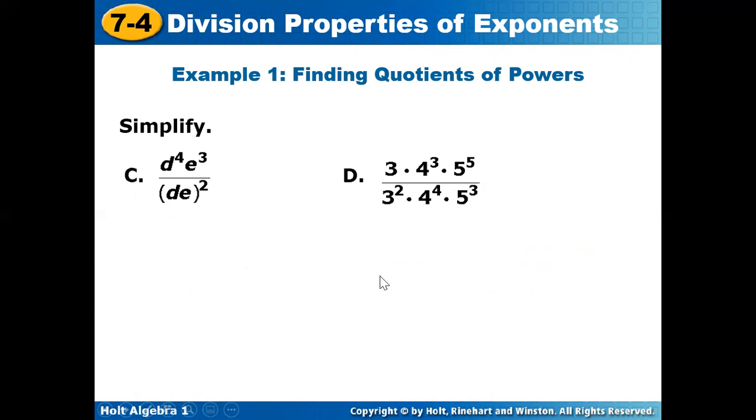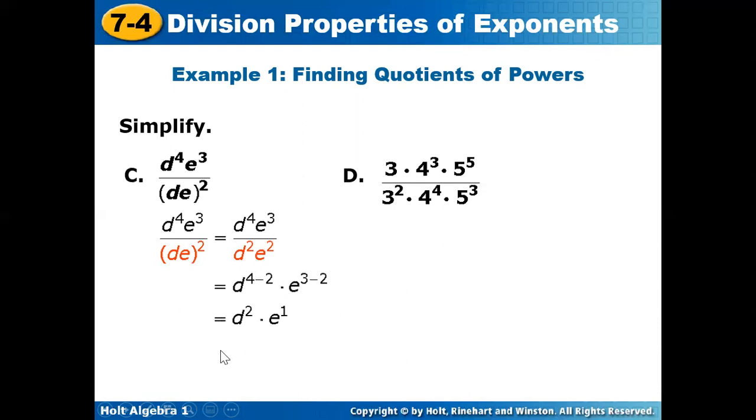And so we're going to do a lot, but we want to remember to keep it straight on our paper. We have to do our parentheses first. (de) that whole term squared is the same as d squared e squared, right? And then we can do our subtraction. So this is d to the 4th minus the 2nd, and e to the 3rd minus the 2nd. d squared times, right? Make sure you know that that's times. e to the 1st, e to the 1st is the same as e, so it's d squared e.